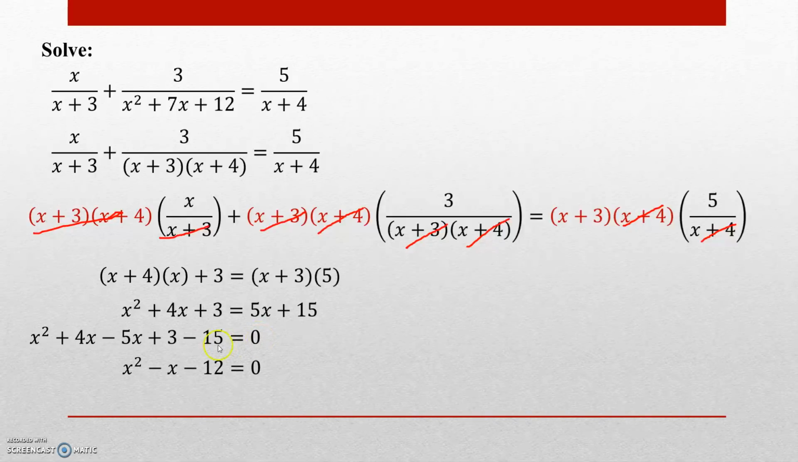So, let's simplify that. We have x squared. 4x minus 5x equals negative x. Then, 3 minus 15 equals negative 12. So, siya ay quadratic na ngayon. So, ngayon, maghanap tayo ng factors niya kung meron. Meron ba? Yes, meron. Ano yung mga yun? We have x minus 4 and x plus 3.